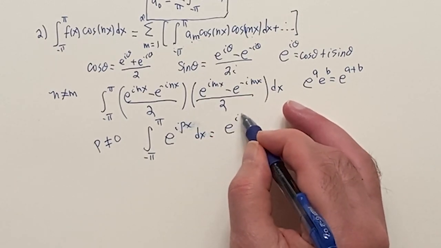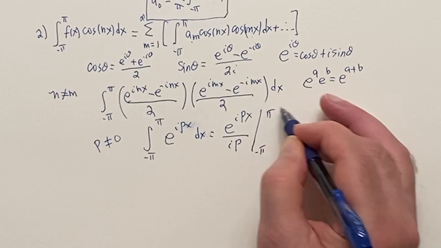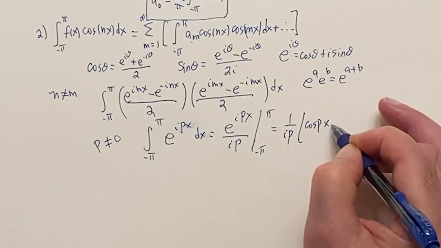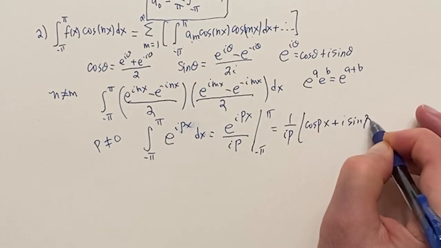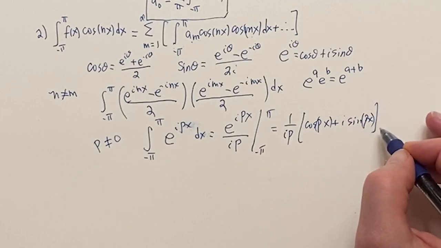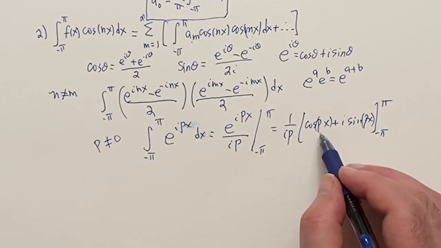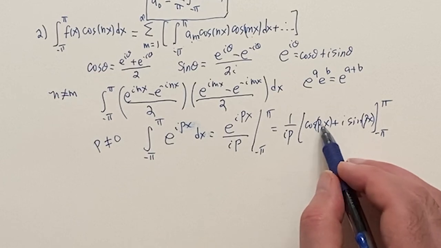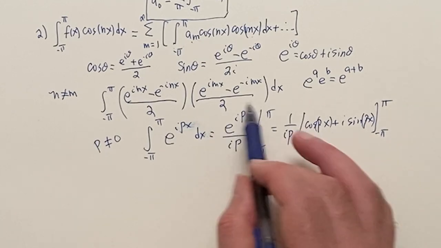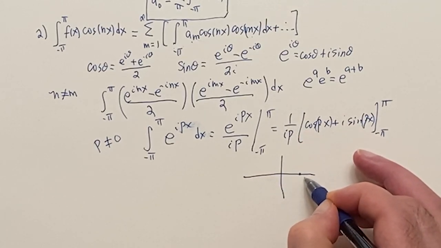So this will be integrated very easily: e to the i p x over i p, and you go from minus pi to pi, and that's going to be 1 over i p, and this is going to be cosine of px plus i sine of px. If you want, you can put parentheses around here just to make sure it's clear. And this is going to be from minus pi to plus pi. But here, you're going to find that you're going to get 0, because the cosine of p pi is going to be some integer, except it can't be zero, and it might be negative because there are negative signs here. So I don't really care what that is.